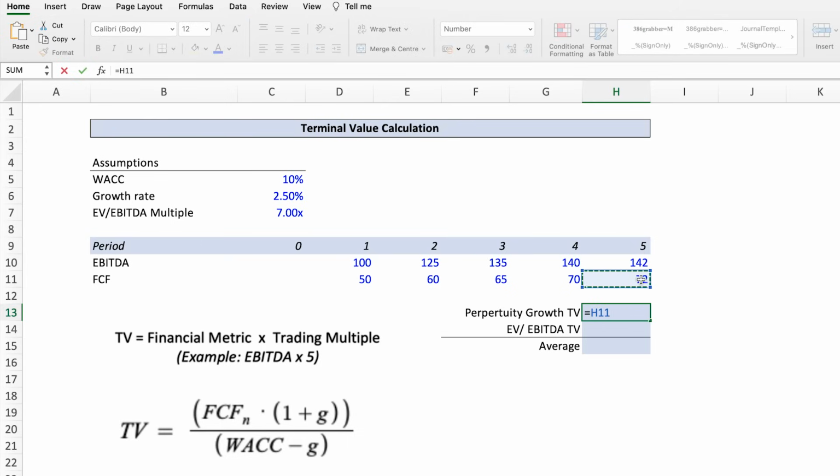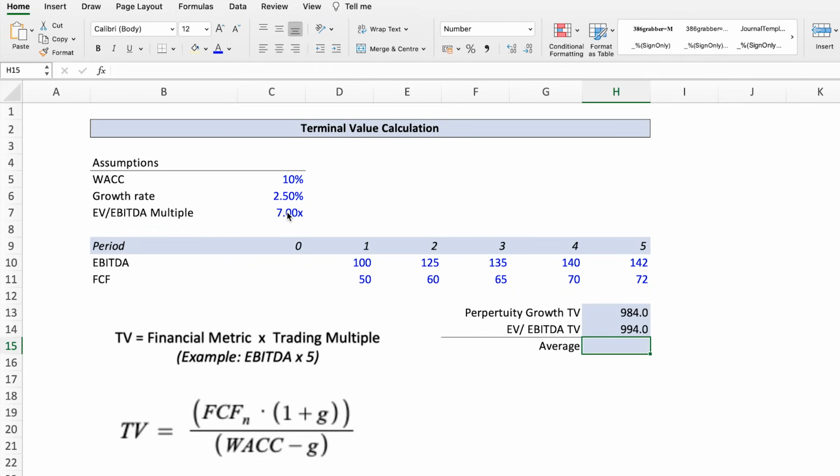And then we're going to do times, put brackets, 1 plus the G, so that's 2.5%, close the brackets, then divide by, in this case that's the WACC, so open up the brackets, put the WACC in there, minus the growth rate. So there you go, and then we're going to close these brackets, and that should give us 984. And then the EV to EBITDA multiple, in this case that's just timesing the EBITDA, so here we go, times the multiple, so the multiple is a 7 in this case.